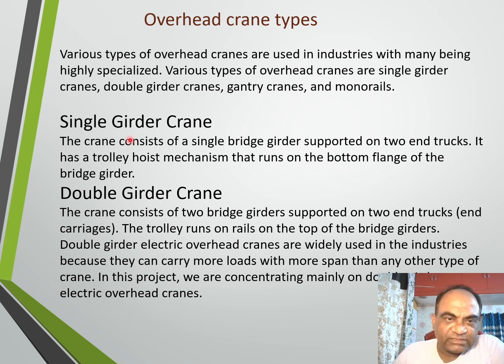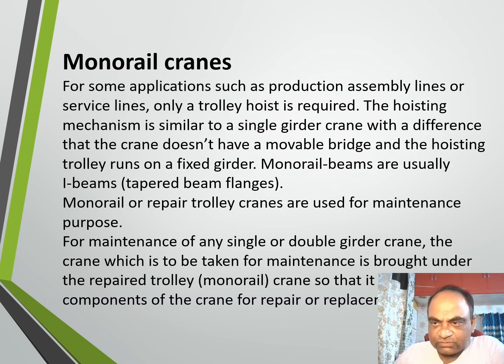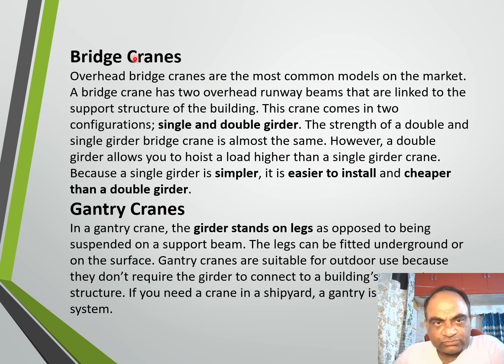And overhead cranes: single girder crane, double girder crane. We have already mentioned gantry crane. I have told you how it looks like. Monorail cranes also, I have explained. EOT cranes, what are they, that we have gone through. Bridge cranes basically are the girder cranes, single or double girder, because this bridge bridges the gap between the two columns. That is why they are called bridge cranes. They are simpler, easier to install, and cheaper than the double girder cranes.